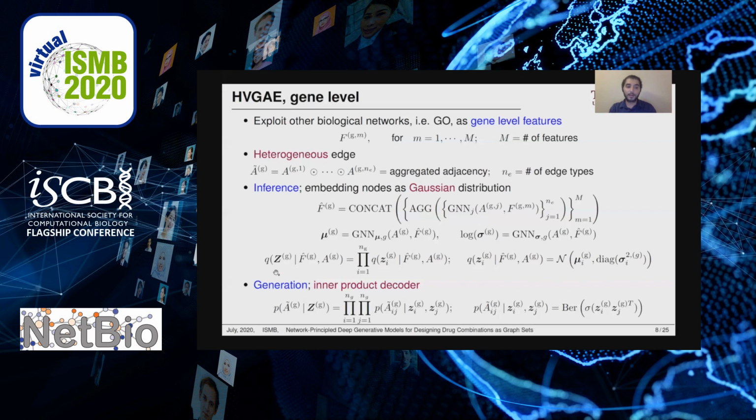Once we calculated the ZG, the stochastic representation of genes, we will use inner product as a measure of similarity between two genes. So if two genes are similar to each other, they will have high inner product, then there should be an edge between them. If not, there should not be an edge between them.